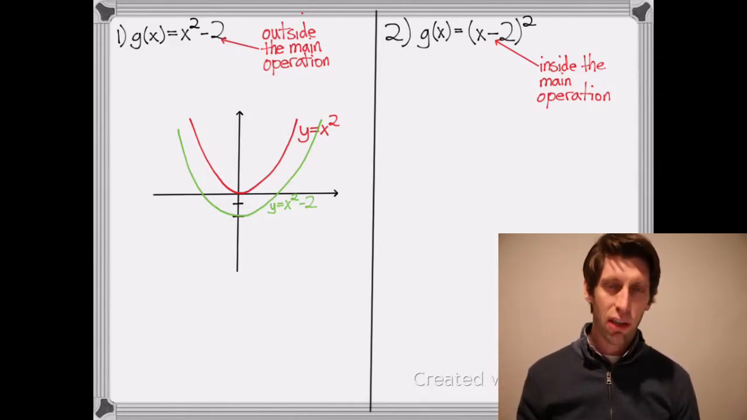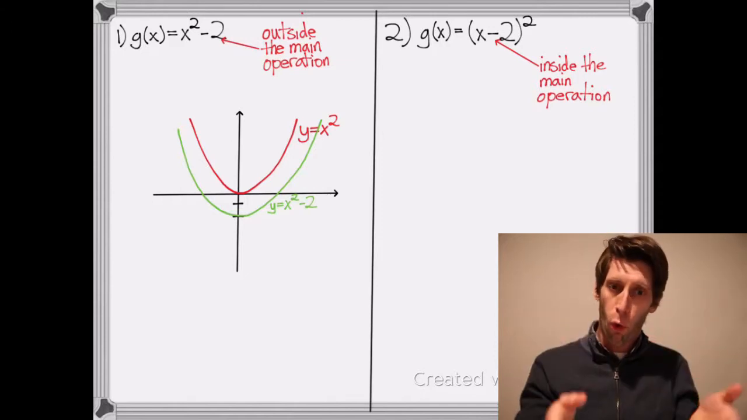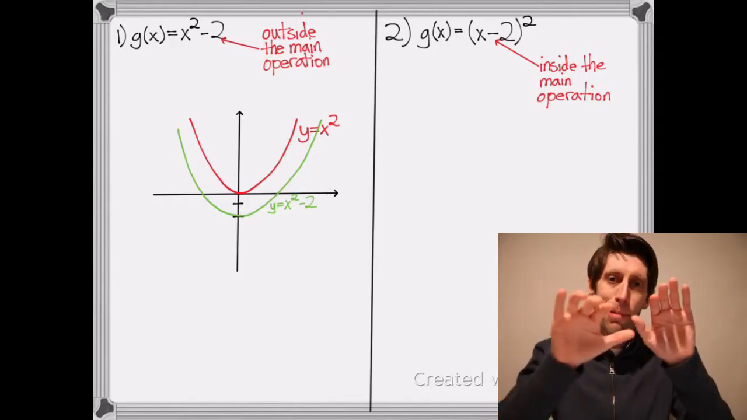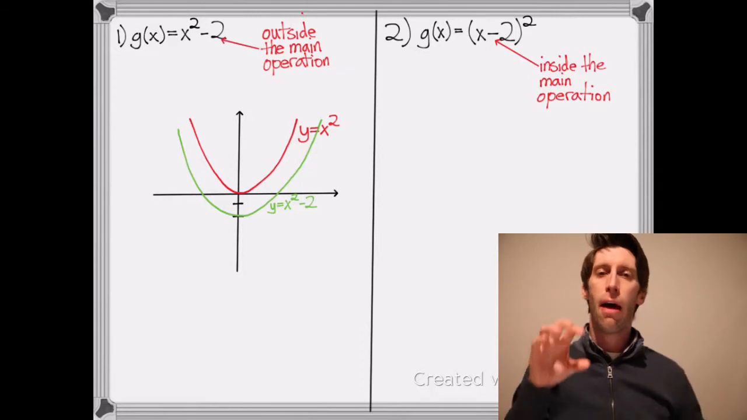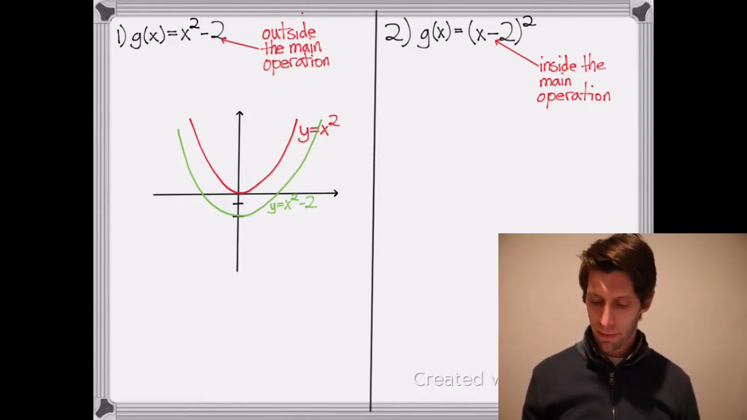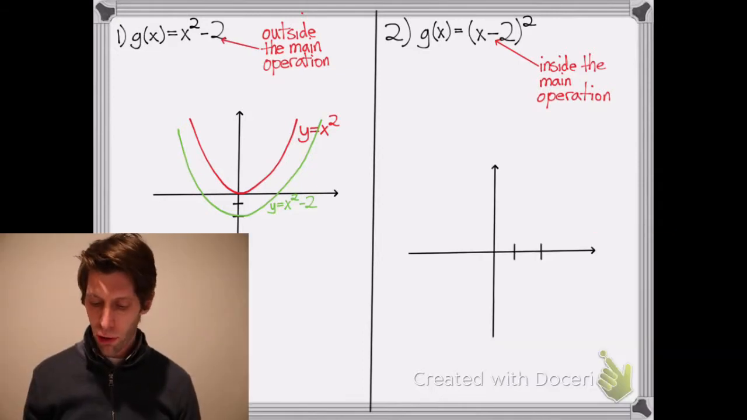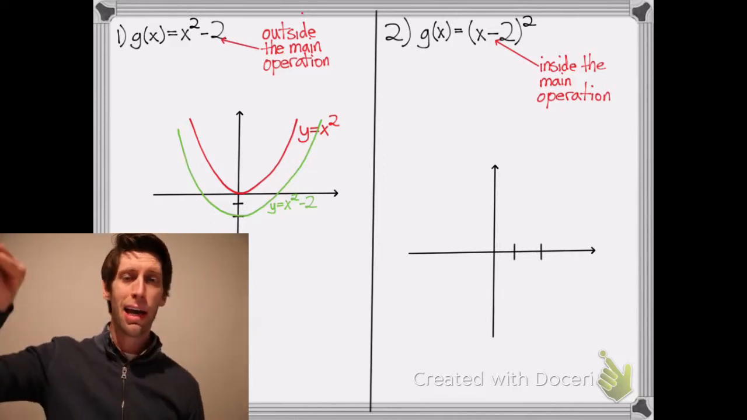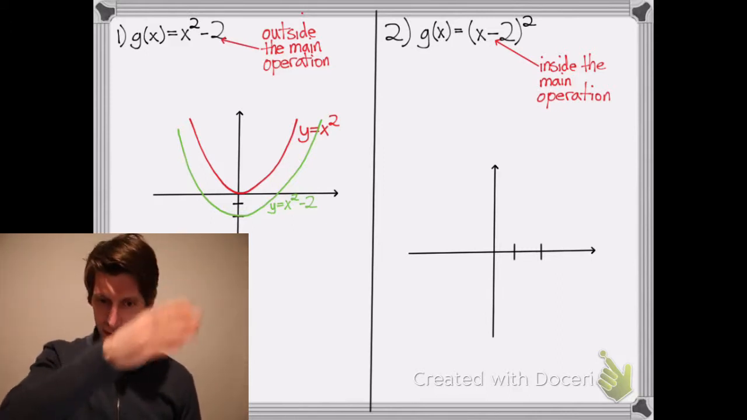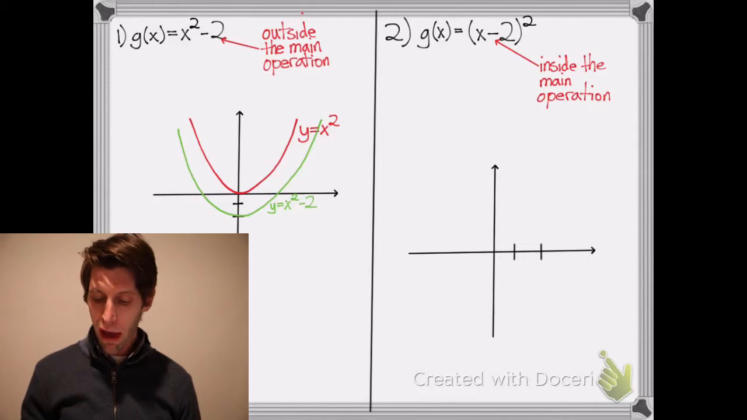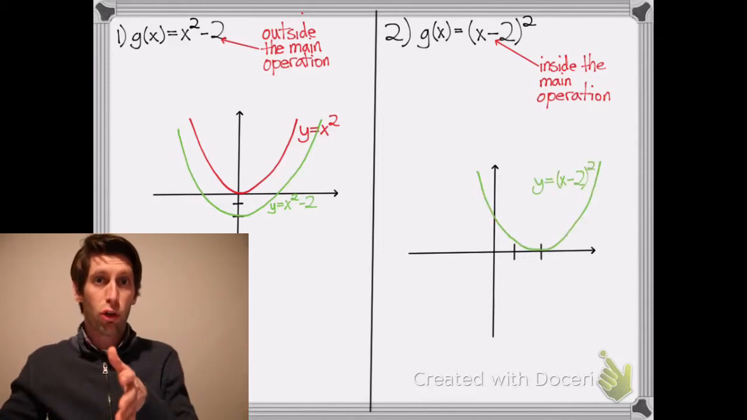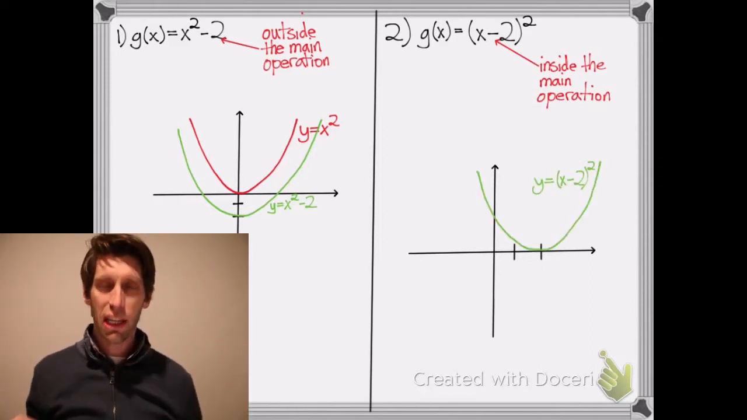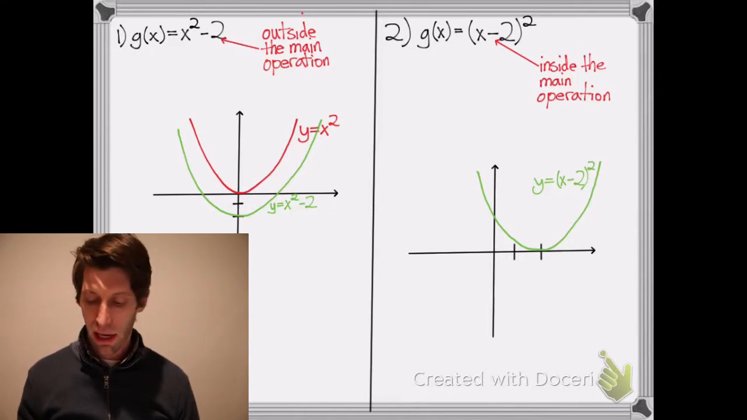The key difference here is that subtraction happens before the squaring occurs. That is, it happens inside the parentheses before the main operation takes place. So the original function in this case is y equals x squared. Again, it's a parabola, and again, it touches the origin and bounces back off. But this time, we're going to shift that graph to the right 2 units, resulting in the green graph that we wanted to graph here.